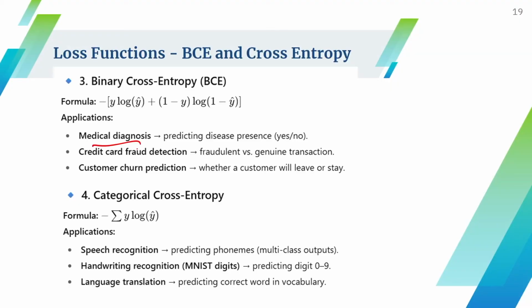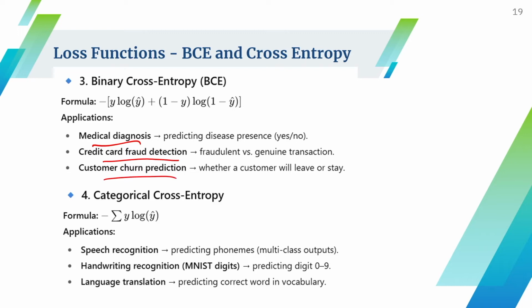And the binary cross entropy method is very much applicable to medical diagnosis, whereby you predict whether a disease is present or not, and it can also be applied to credit card fraud detection or customer churn prediction. So, these are the different applications where we can apply these loss functions.